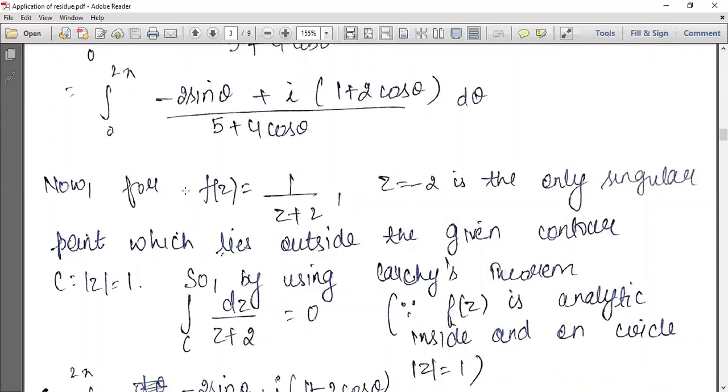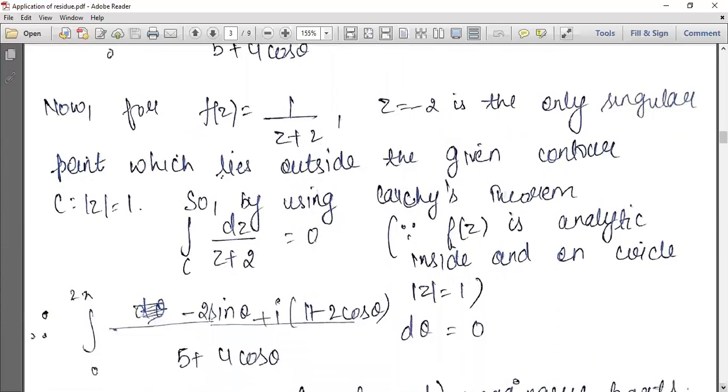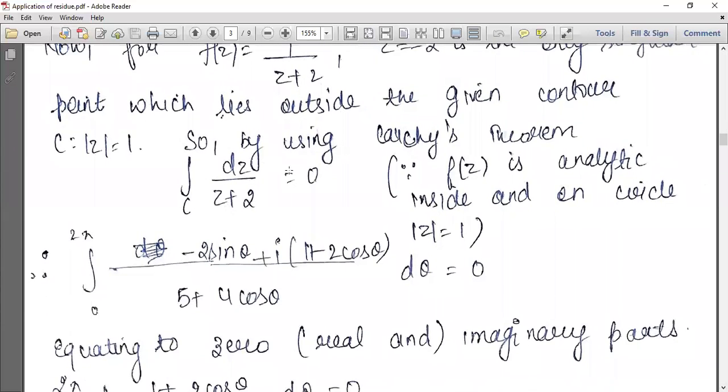Now, my original integral was integral over c dz over z plus 2. So my function was 1 upon z plus 2. This function has only one singularity, at z equal to minus 2, which is a simple pole. At the same time, this pole lies outside the given contour, so we can use Cauchy's theorem here. That integral over c dz over z plus 2 will be 0 because this singular point lies outside the given contour region, so that's why my integral will be 0.